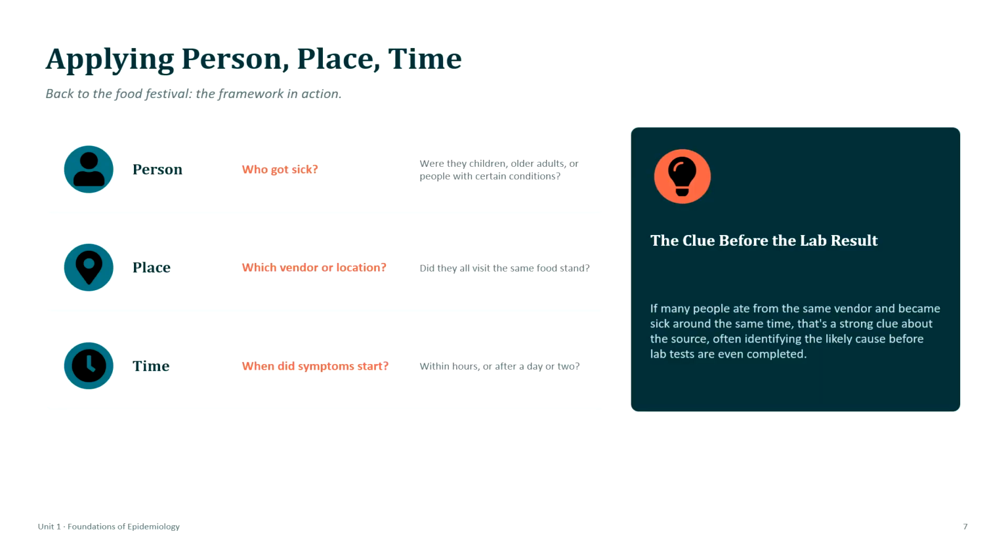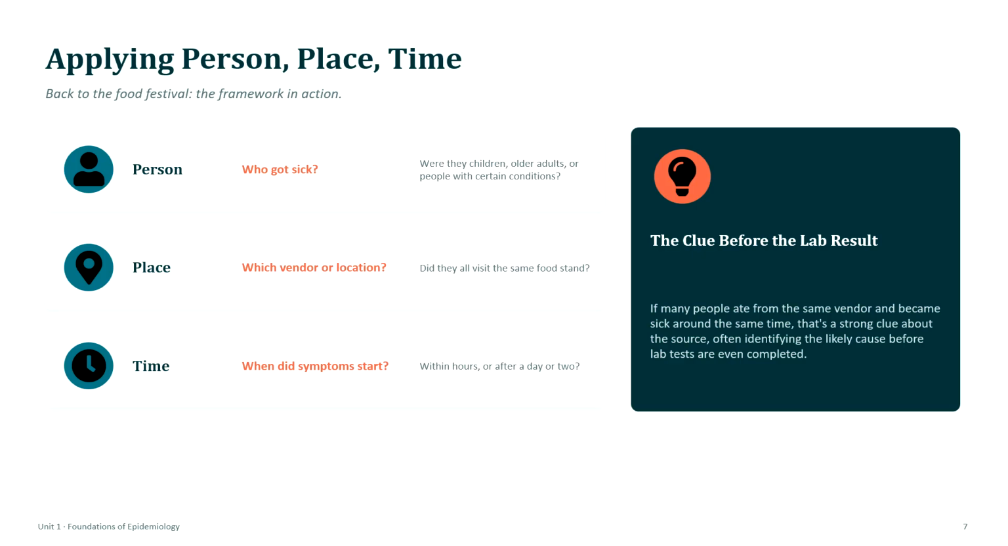Let's apply person, place, and time directly to our food festival. In terms of person, were the people who got sick concentrated in a particular age group, children, older adults, people with existing health conditions? In terms of place, did they all eat at the same vendor or cluster around one part of the festival grounds? In terms of time, did symptoms start within a few hours of eating, which would suggest a fast acting toxin, or after a day or two, which points toward a bacterial or viral cause?